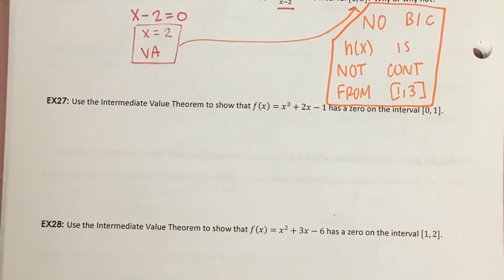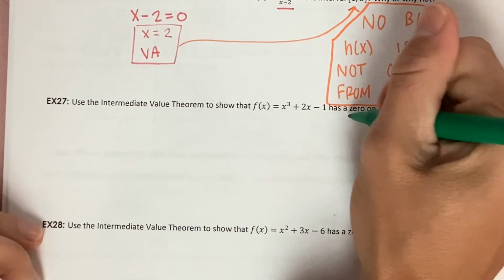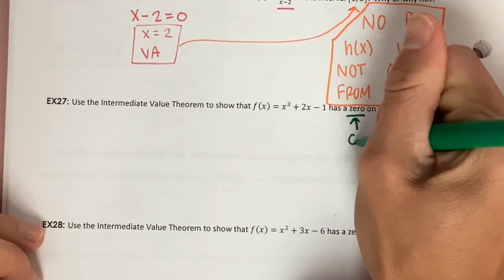All right, use IVT to show that f of x equals x cubed plus 2x minus 1 has a 0 on the interval from 0 to 1. So we're going to use the intermediate value theorem to prove 0 exists. So this is what we're trying to prove exists.